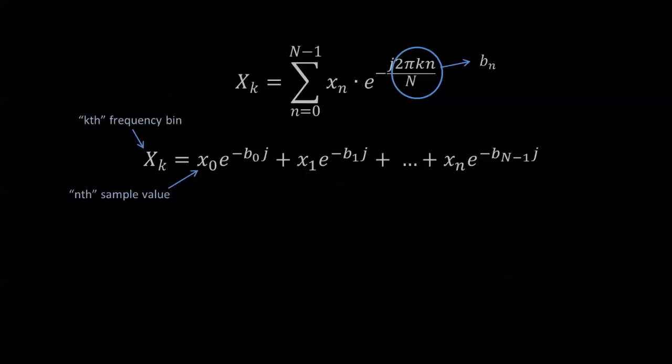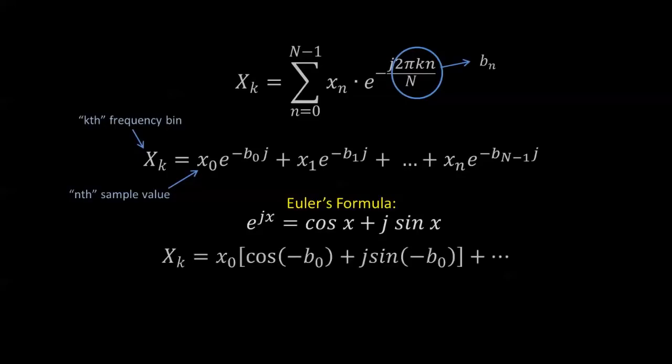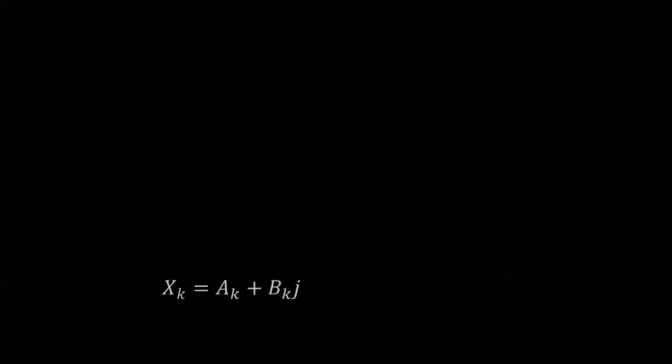Now, how do we deal with this complex exponential? We use an identity through Euler's formula, which states that e to the power of jx equals cosine x plus j sine x. That way, when we use this identity, we can expand the entire frequency bin equation into a bunch of sines and cosines. Once we sum everything up, what we end up with is a constant complex number. But how do we use this complex number?